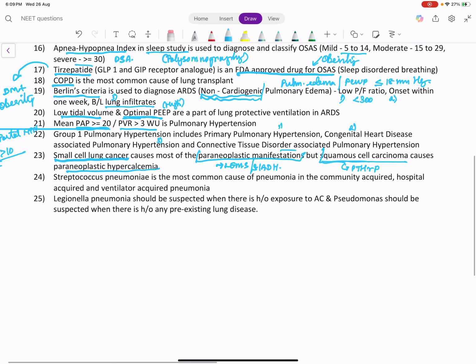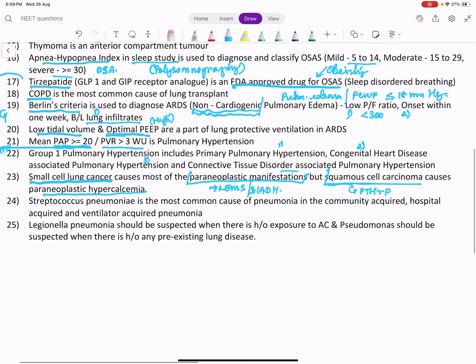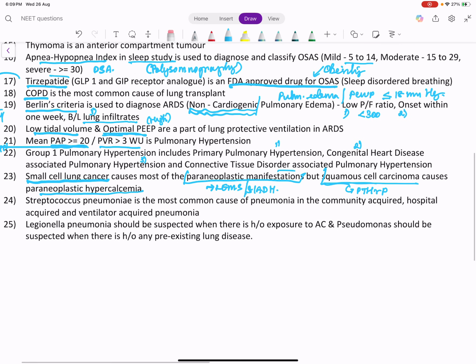About pneumonia, one point to remember very much is whatever be the cause of pneumonia, be it a community acquired outpatient pneumonia, an admitted community acquired pneumonia, hospital acquired pneumonia, ventilator acquired pneumonia, or a HIV person having pneumonia, or an immunosuppressed person having pneumonia, the most common cause of pneumonia overall is Streptococcus pneumoniae. Okay. Other pneumonia should be suspected in specific situations.